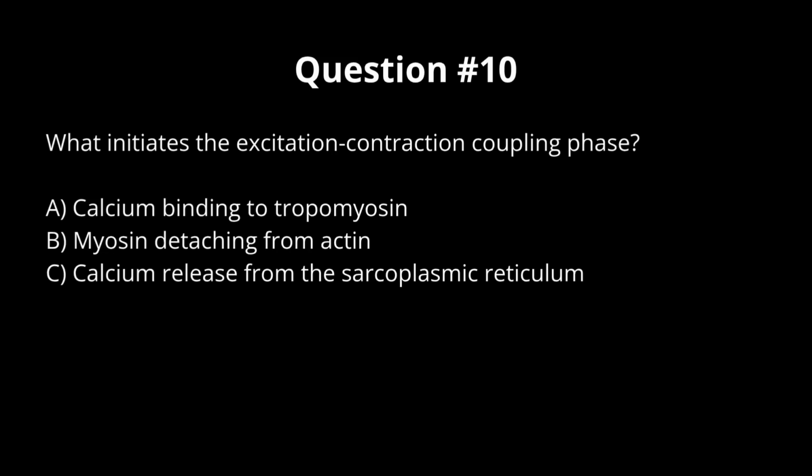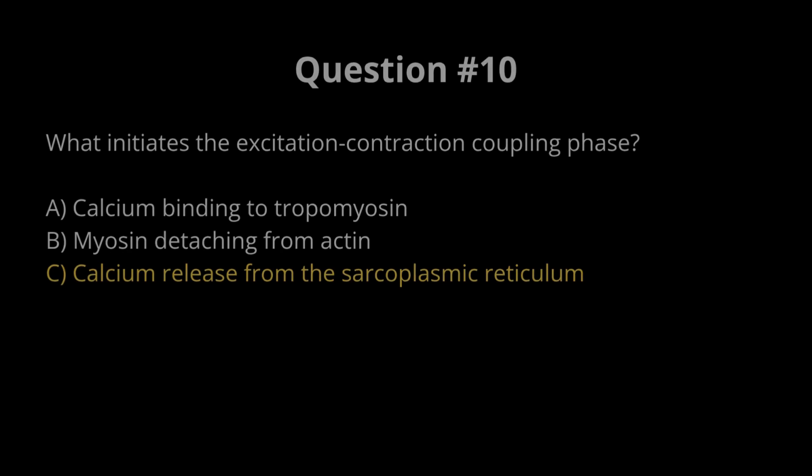Question number 10. What initiates the excitation-contraction coupling phase? A. Calcium binding to tropomyosin. B. Myosin detaching from actin. C. Calcium release from the sarcoplasmic reticulum. The correct answer is C. Excitation-contraction coupling begins when an action potential travels down the T-tubules, triggering calcium release from the sarcoplasmic reticulum. This calcium initiates the interaction between actin and myosin.